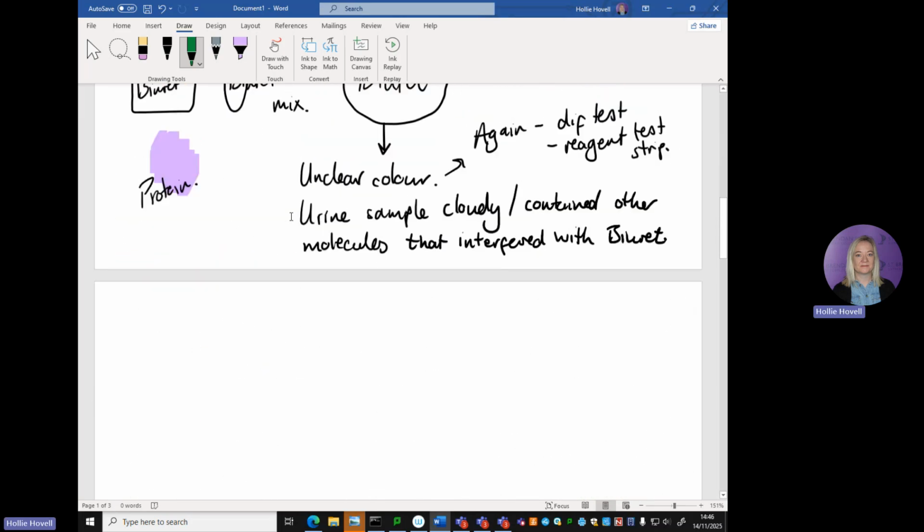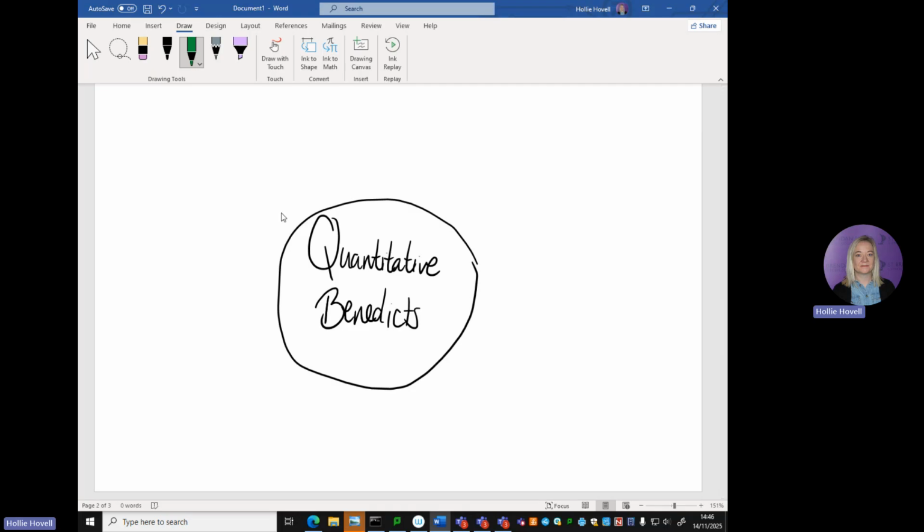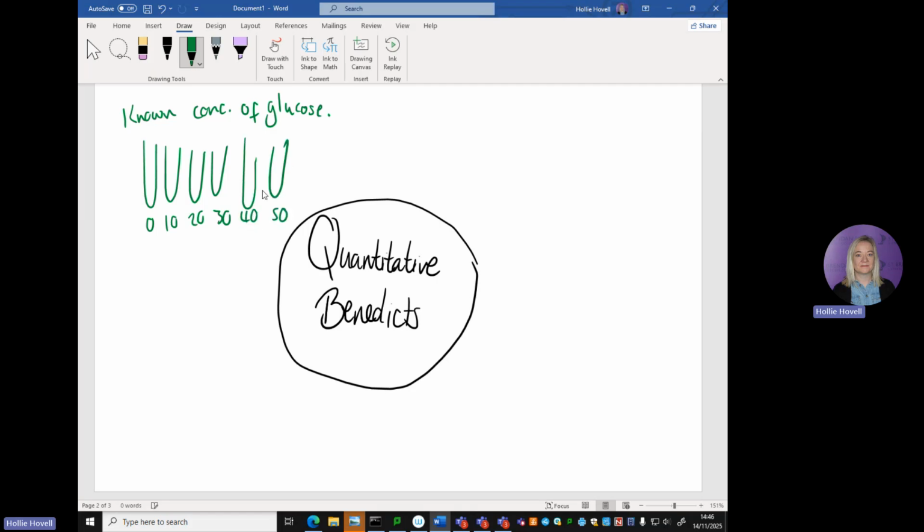The next one that we all did was the quantitative Benedict's. So this quantitative Benedict's was slightly different because what we did is we had some known concentrations of glucose, if you remember, and we put them in the tubes 0, 10, 20, 30, 40, 50. And we added our sample to each of those, so our urine sample. And in our urine sample, we had an unknown glucose concentration. Oh, we put that in a separate tube, sorry.